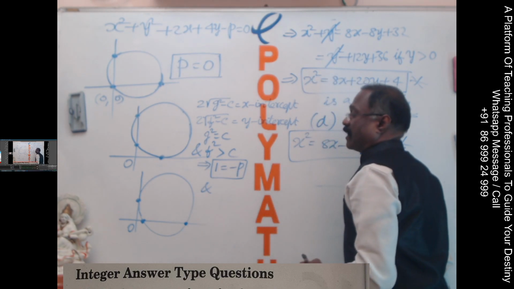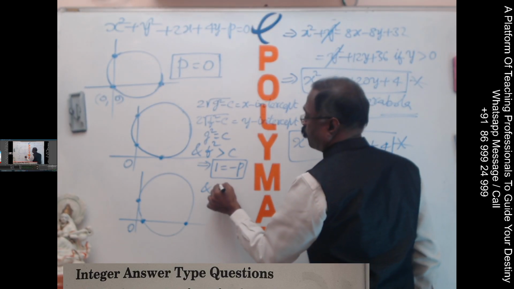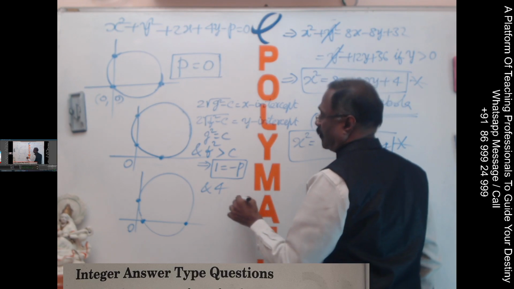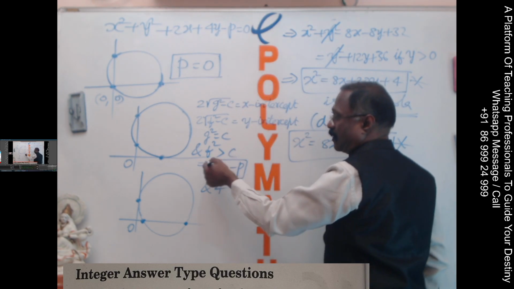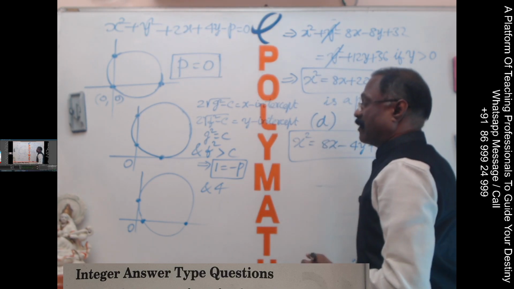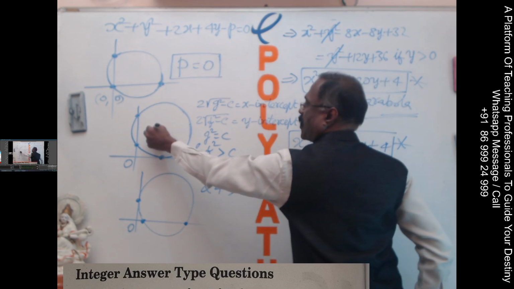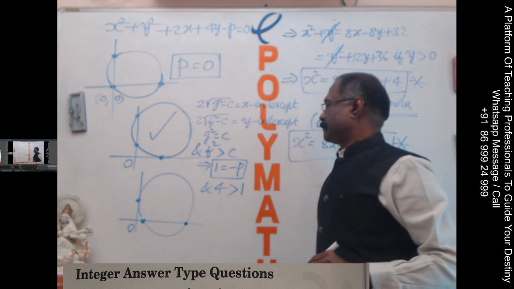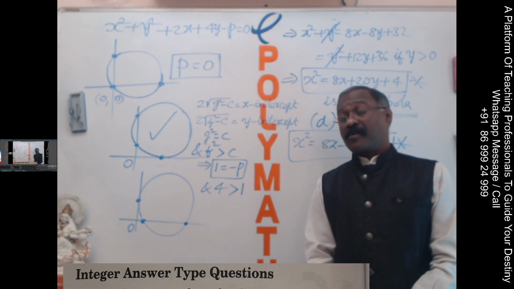And what is f square then? The p value is minus 1. What is f square then? f square is 4. What is c? c is minus p, which is 1. So 4 is greater than 1. It is very much possible. Let's go to the next one.